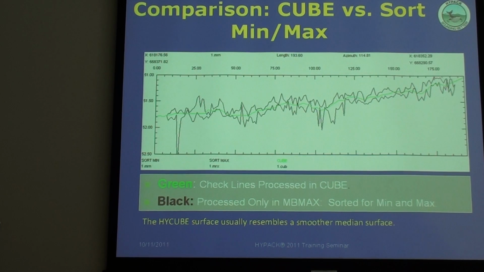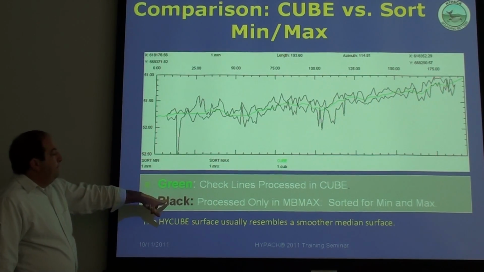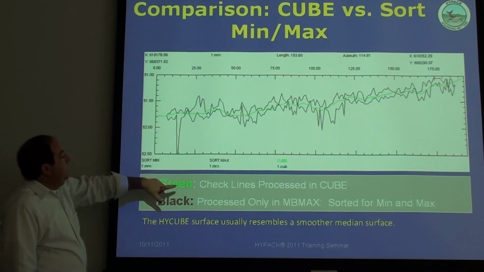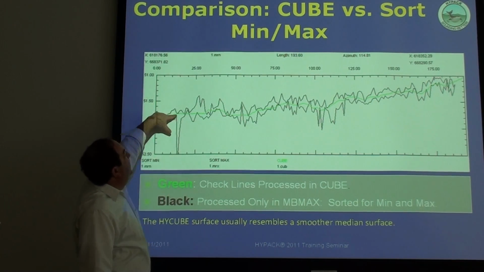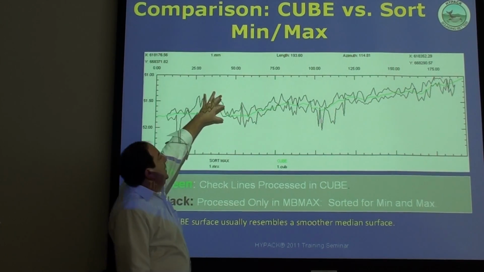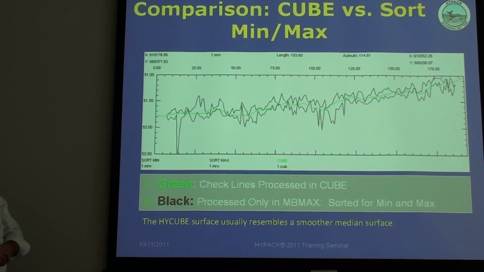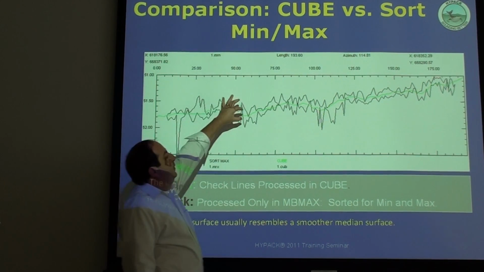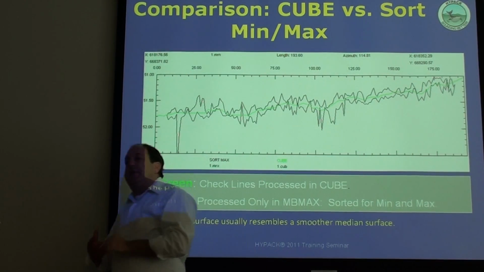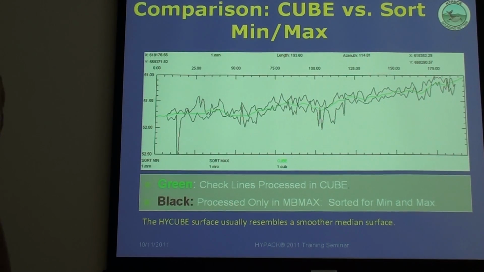And just some of the differences. Green check lines processing CUBE, it smooths out the data a lot, where you have the min-max and NB max. So it's not going to be far off. It's just a different solution for your sounding data.